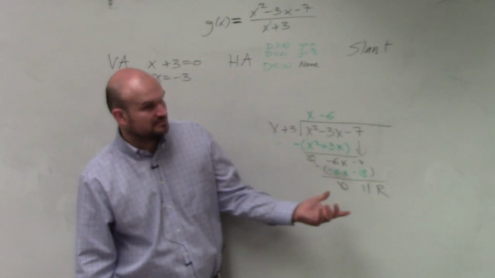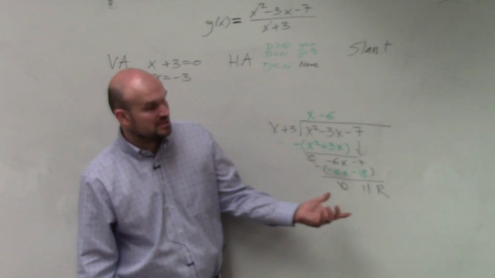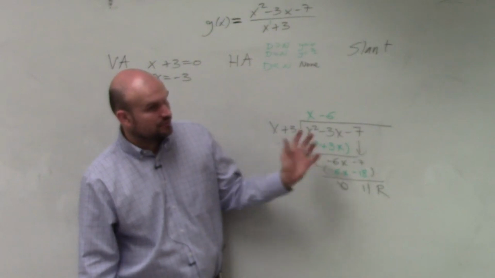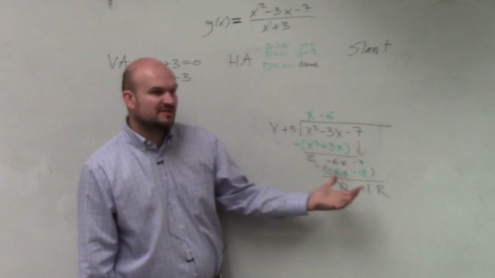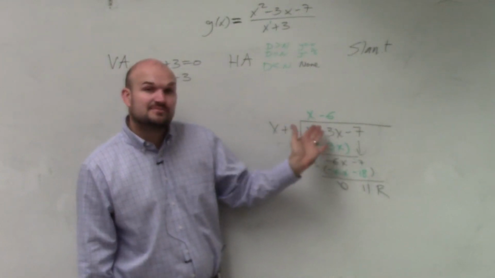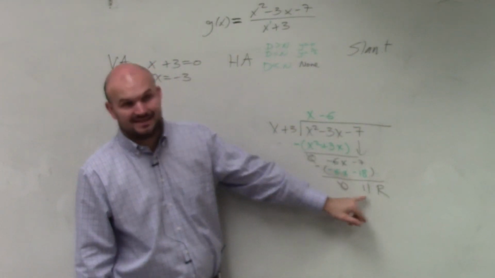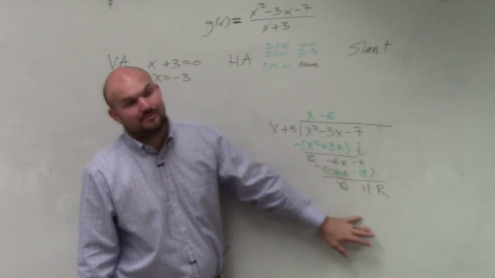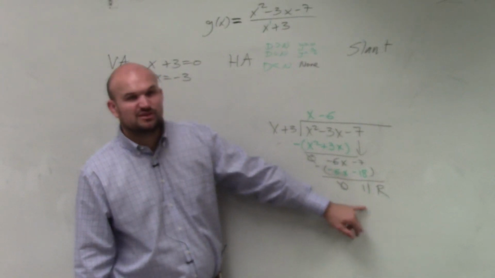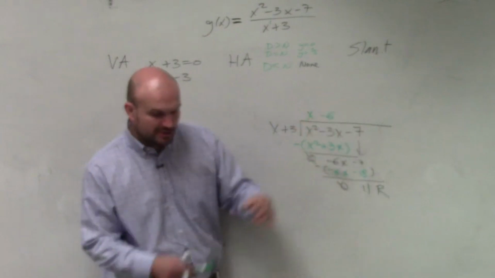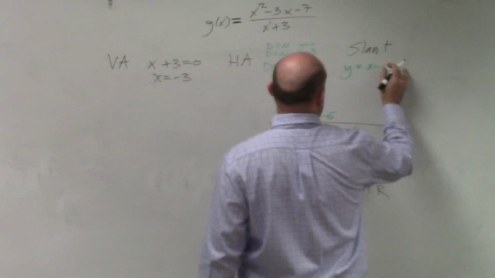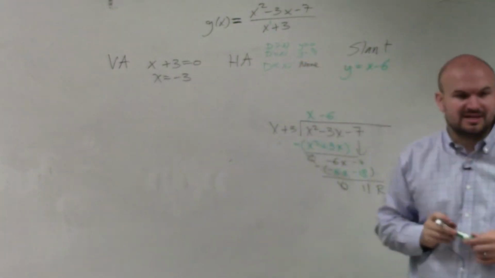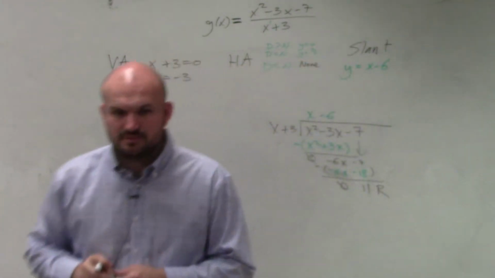Now, it's really important for you guys to understand. Once you apply long division, your slant asymptote is your quotient, not dealing with your remainder. I don't want to mathematically get into it, but this goes to 0. Okay? So your slant asymptote is going to be y equals what the quotient is, which in this case is x minus 6. Okay?